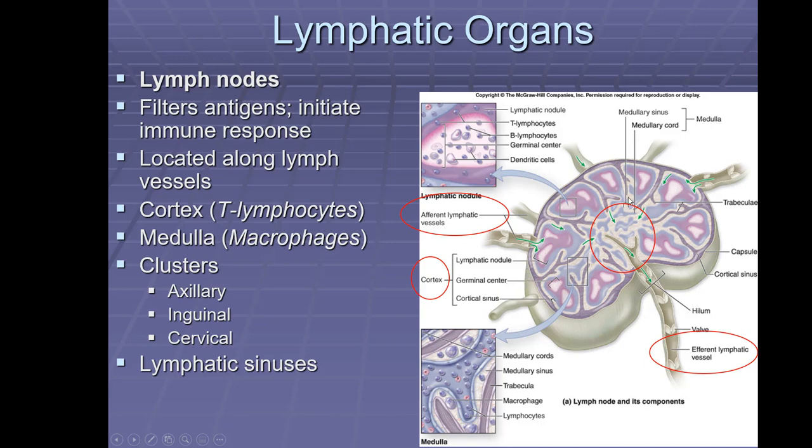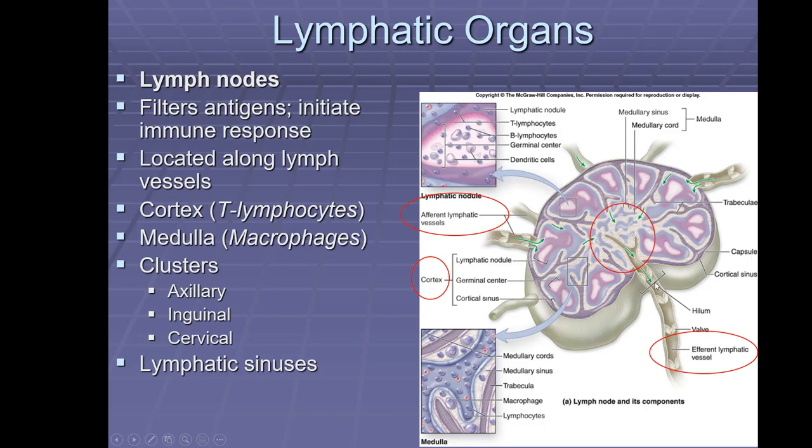The cells tend to differ depending on what part of the lymph node you're in. In the medulla, we have lots of macrophages. In the cortex in general, we have lots of T lymphocytes. And in the germinal centers, we have lots of B lymphocytes. So: B lymphocytes, germinal center; cortex, T lymphocytes; medulla, macrophages. And then these little vessels going through the lymph node to allow the lymph to flow are called lymphatic sinuses.